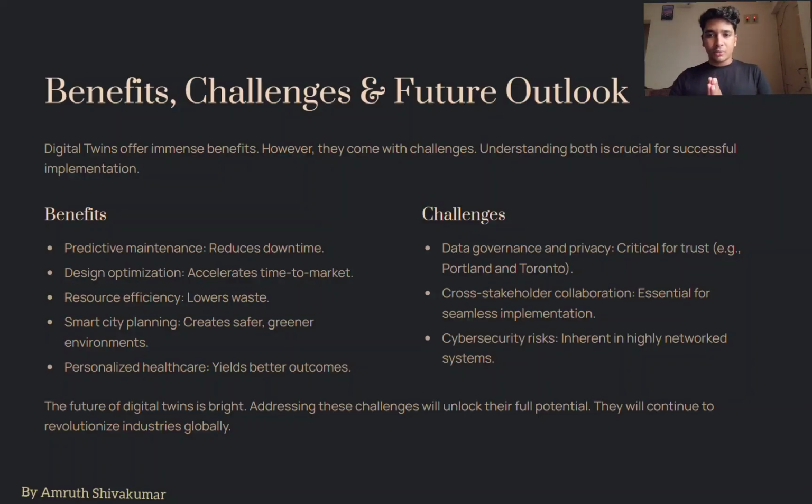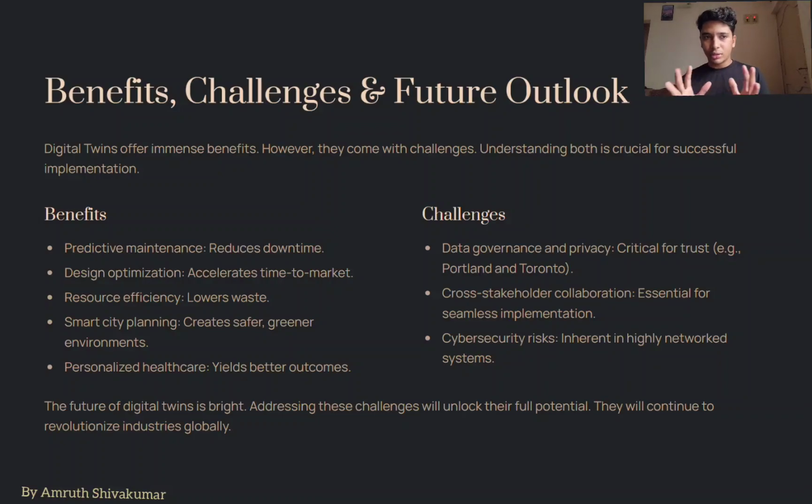Let's first see the benefits of digital twins. Digital twins offer incredible benefits: predictive maintenance to cut downtime, design acceleration to get products to market faster, resource efficiency to reduce wastage, and smart planning for green cities and personalized healthcare.